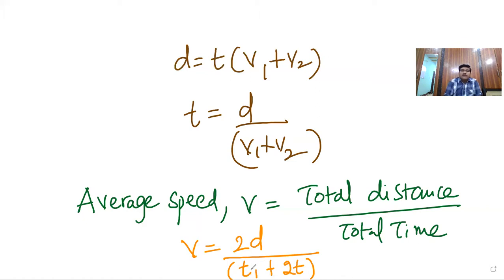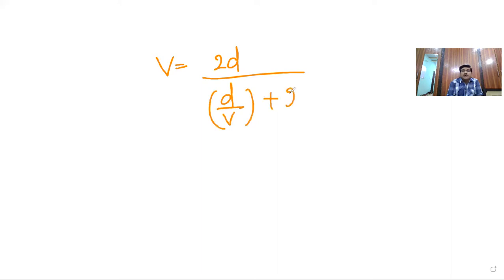Now, we know the t1, we know the t. I am just substituting all these things. So V is equal to D by T1 plus T2. What is T1? T1 we got is D by V. Plus T2 is 2 into T. What is T? T we already got as D by V1 plus V2.